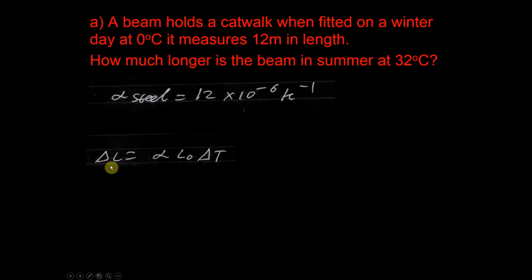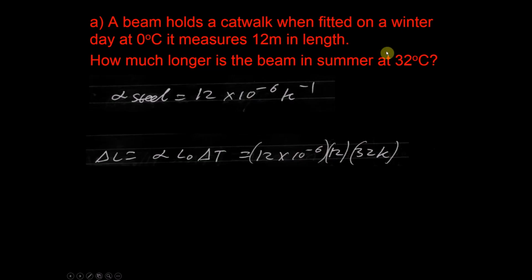We know that delta L is alpha L0 times delta T. Substituting in, we can say here that alpha of 12 times 10 to the minus 6, 12 meters for L0 times delta T of 32. Remember, we're going from 0 Celsius to 32 Celsius. This is 32 Kelvin difference, delta T. That will give us 4.6 times 10 to the minus 3 meters, or 4.6 millimeters.